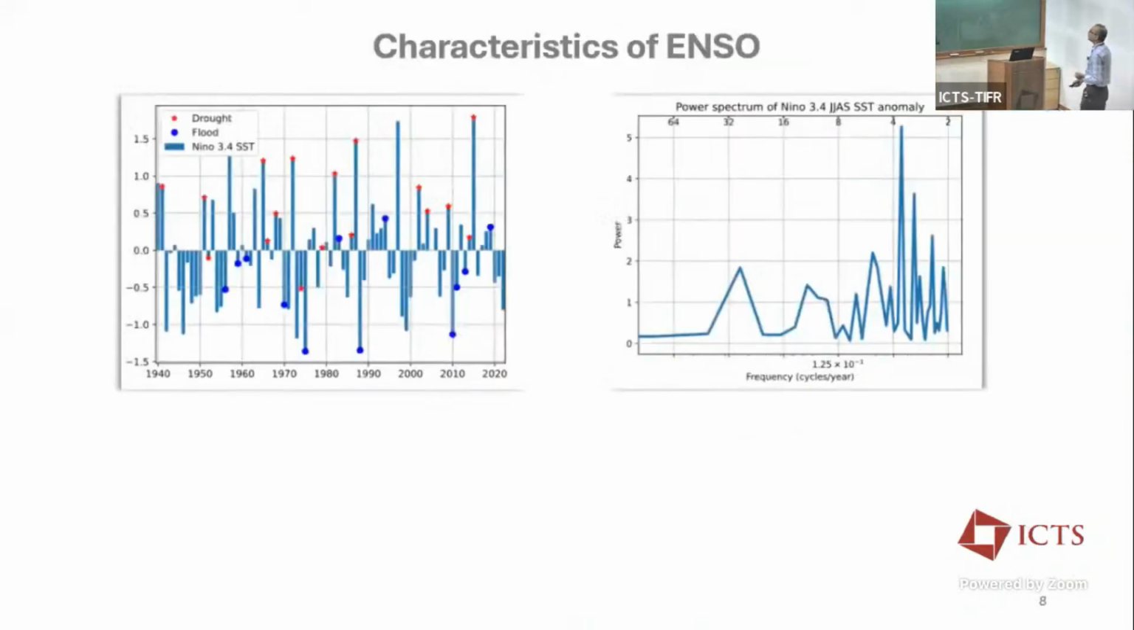Okay, so now we look at a few characteristics of ENSO. This is the time series of Nino 3.4 SST during the last 50, 80 years, and I have also written down these droughts and floods. Again, the same story. All the El Ninos here need not have droughts, and all the La Ninas need not have floods.